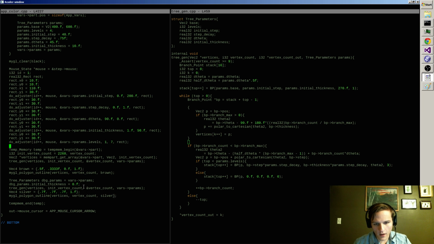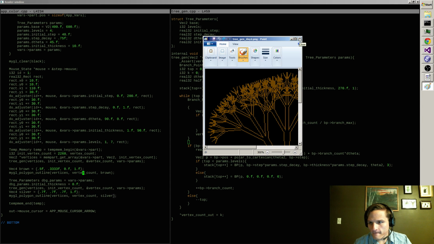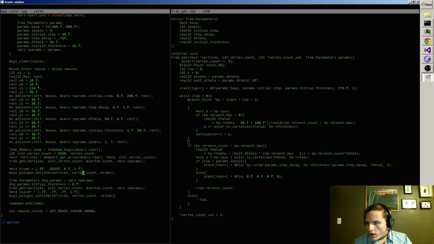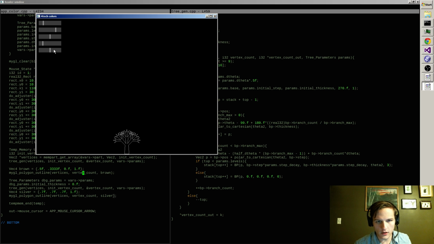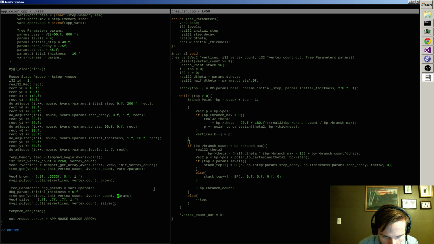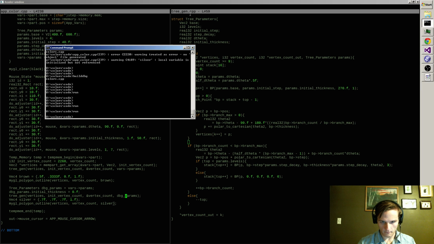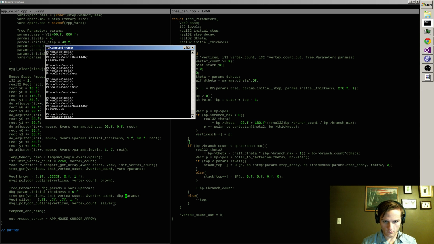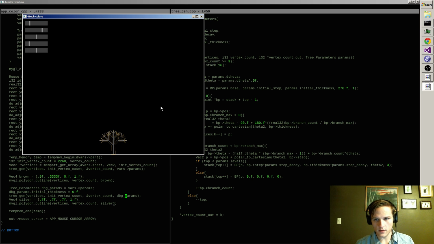Alright, so I'm trying to figure out why the silver one isn't thin and appears to be overlapping the brown one. It's like, oh, duh, look at this. I didn't pass the correct parameters right here. Debug params. There we go. Gotta rebuild it. There we go. That's what I was hoping to see. So now we can see.